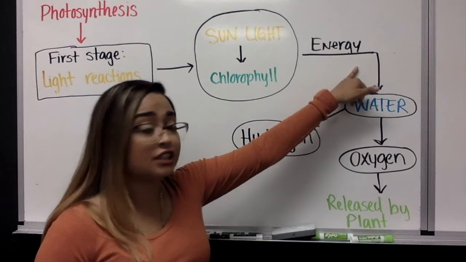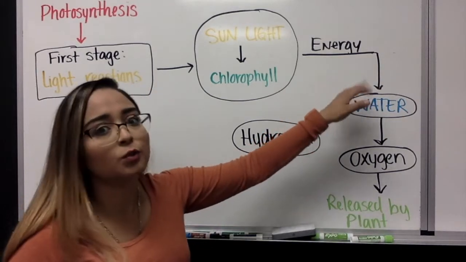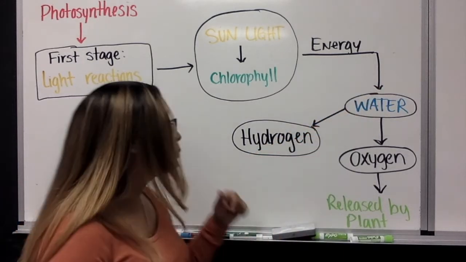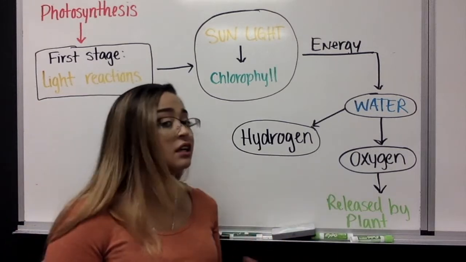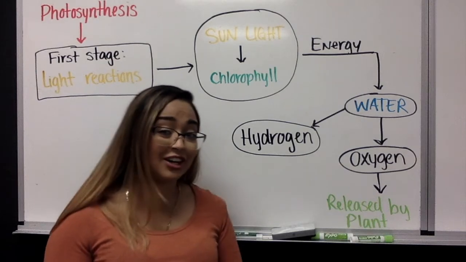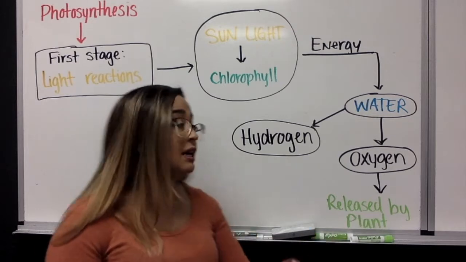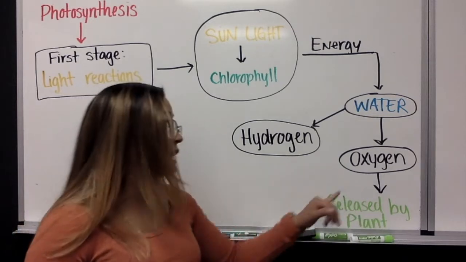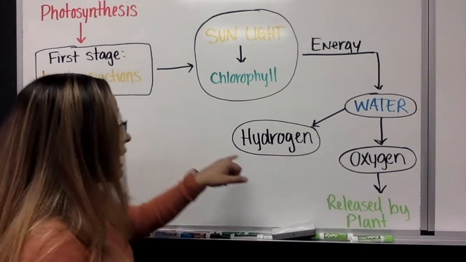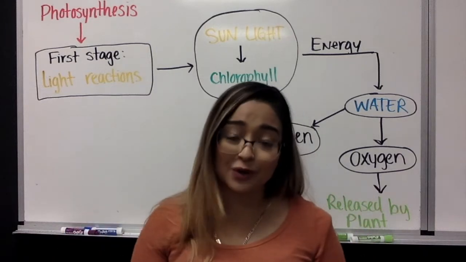Now, after it is turned into energy, it goes to water, and then when the water is processed and split into both hydrogen and oxygen, which, if you do recall, water is H2O, which is hydrogen and oxygen. So pretty much water decomposes or splits up into both of its elements, and oxygen is then released by the plant, and hydrogen goes into our second stage, which we are also going to go over.